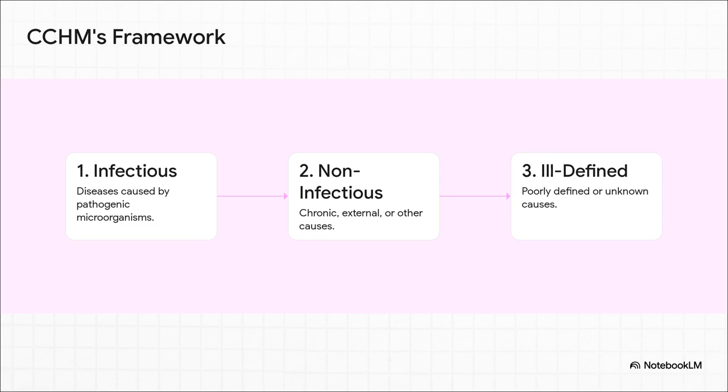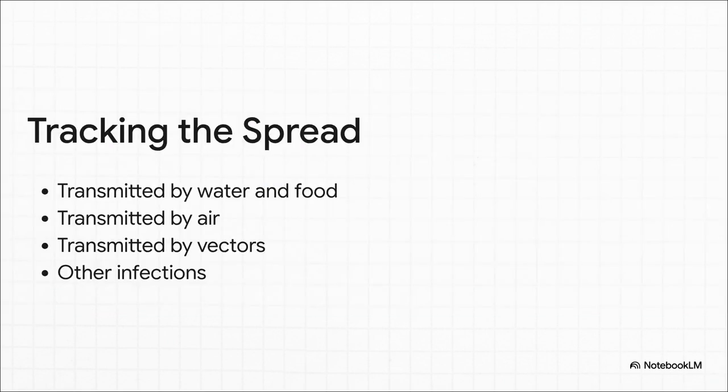Every single cause of death gets sorted into one of just 3 buckets. Is it infectious, non-infectious, or is it just too poorly defined to tell? Right away, that first step cleans up so much of the data. But here's where it gets really brilliant. Within that infectious category, it sorts diseases by how they're transmitted.